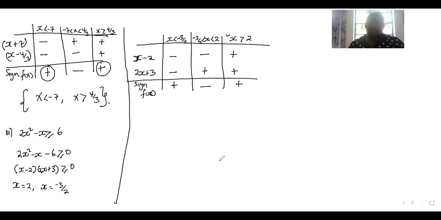So, what does that mean? The question was saying greater or equal to. Greater than is positive, no? So the positives are here and there. Therefore, the solution will become x is less than negative 3 over 2 or x is greater than 2. But because the inequality had an equal sign, the equal sign comes back here in the solution.